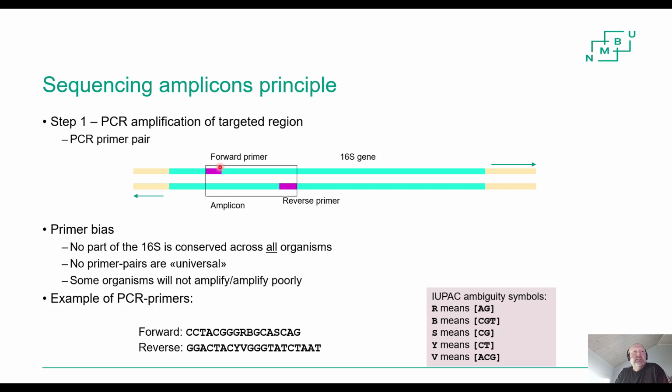And one of them needs to bind. So we create the sort of degrees of freedom in this way. And you can typically see the same for the reverse. Here you have a Y and a V. So remember this: whenever you see primers, look for these ambiguity symbols, and you will see that these are actually representing more than one sequence. All these universal or almost universal primers are like this.